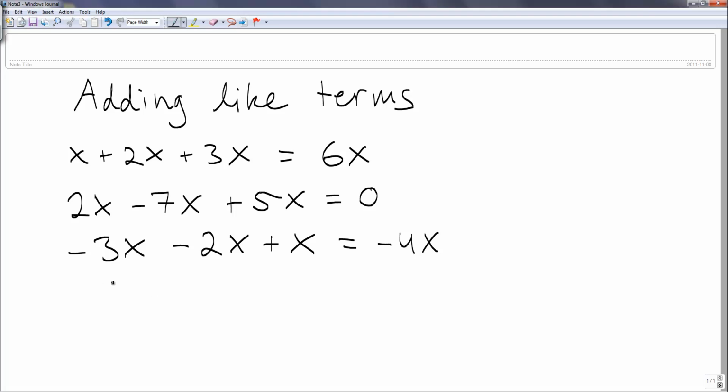Same thing if we have some other variables, let's say 2a plus 3a minus a. 2a plus 3a is 5a, and then minus 1a is going to be 4a. That's the answer.